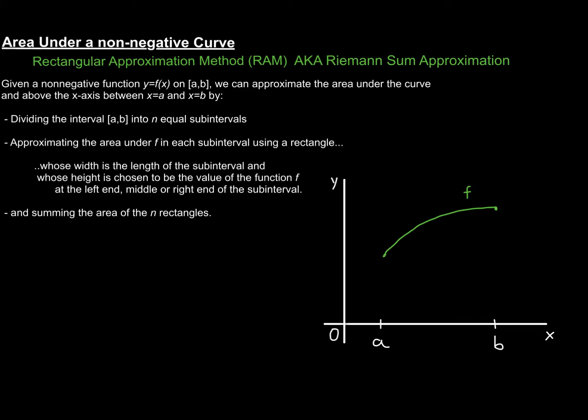I've constructed a graphical representation of this situation, given a non-negative function, y equals f of x, on the closed interval from a to b. We can approximate the area under the curve and above the x-axis between a and b by doing the following. So I'm approximating the area underneath the curve between a and b, this area here. And what I want you to do is copy down this graphical representation. I'm going to go through and describe each step of the approximation method graphically as we go through.